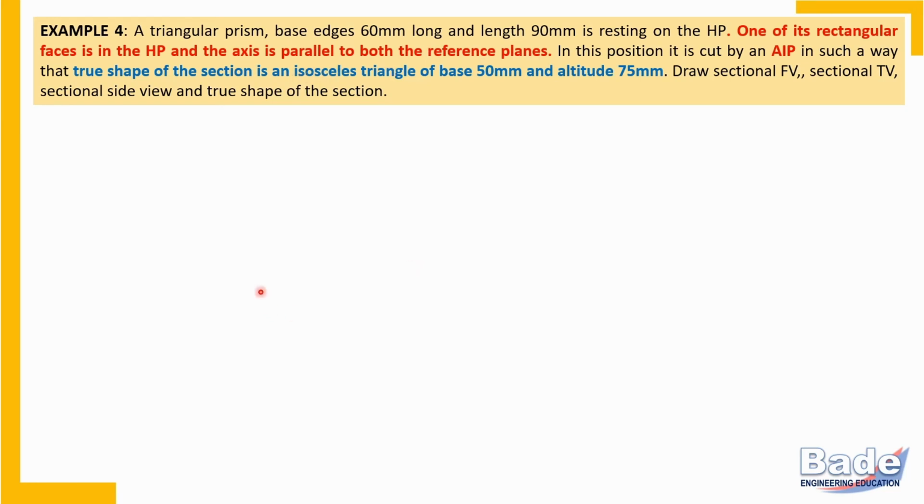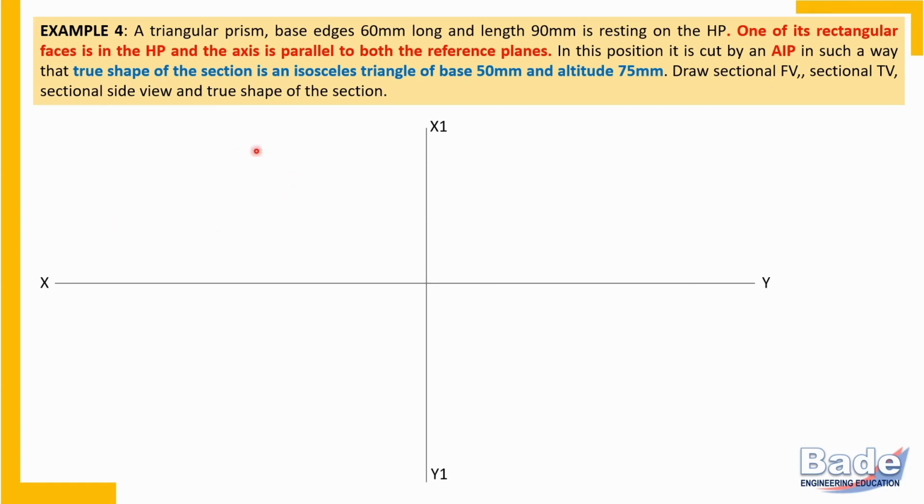Okay, let's proceed. So here it is XY line and X1 Y1 line. This is VP where you should draw the front view. This space is HP where we should draw the top view. And this is the space, the profile plane, where we should draw the side view. Let's proceed. Side view is an equilateral triangle now. True shape of base appears in the side view.